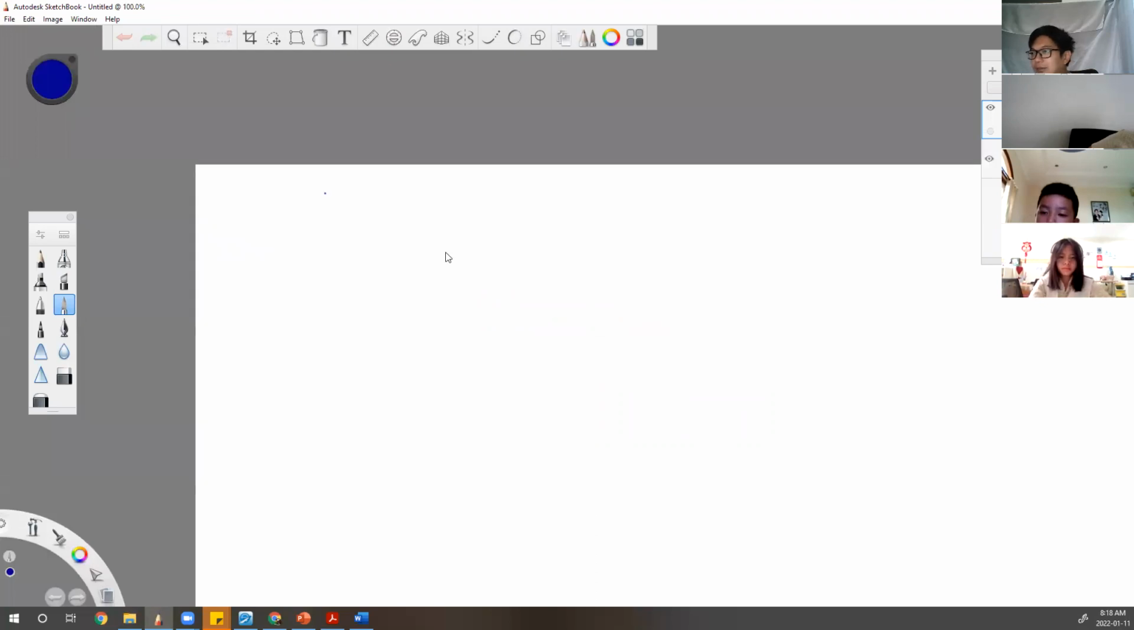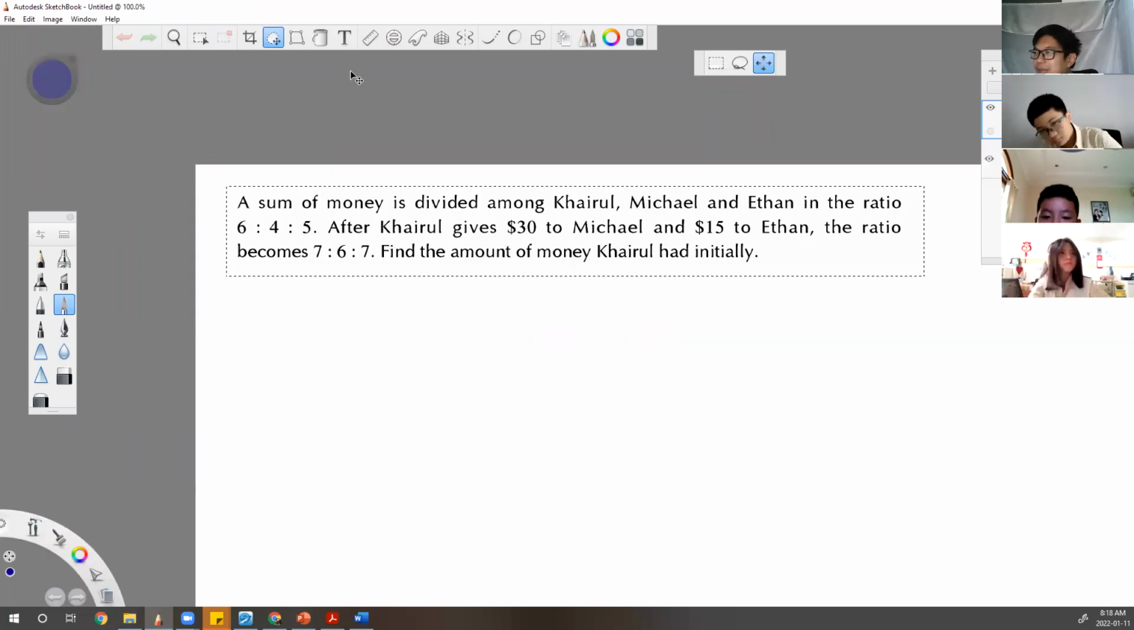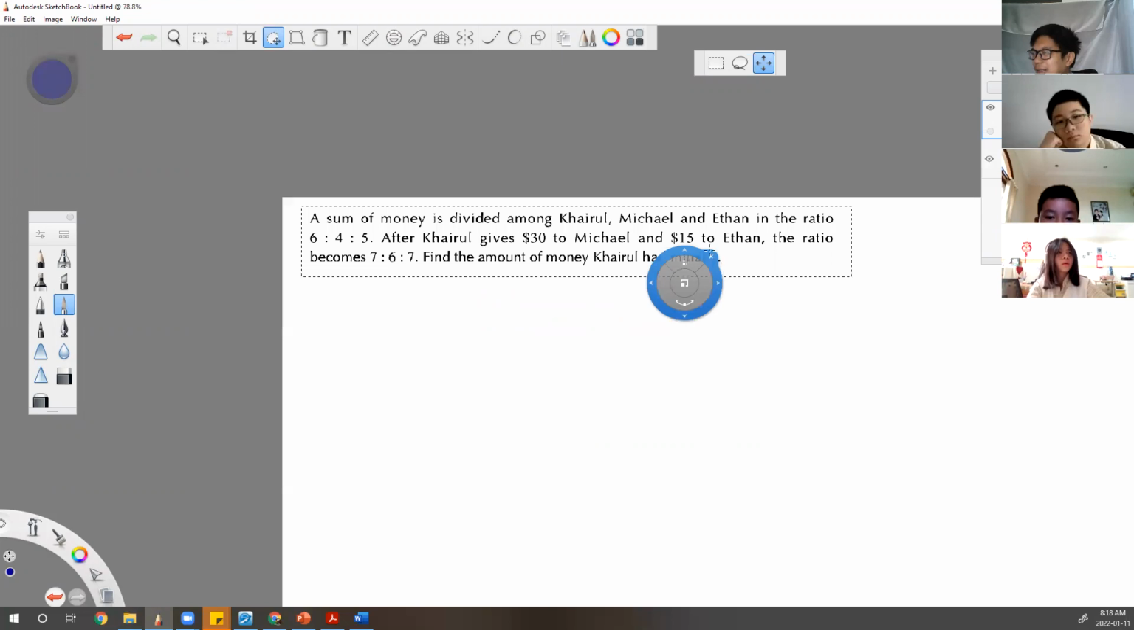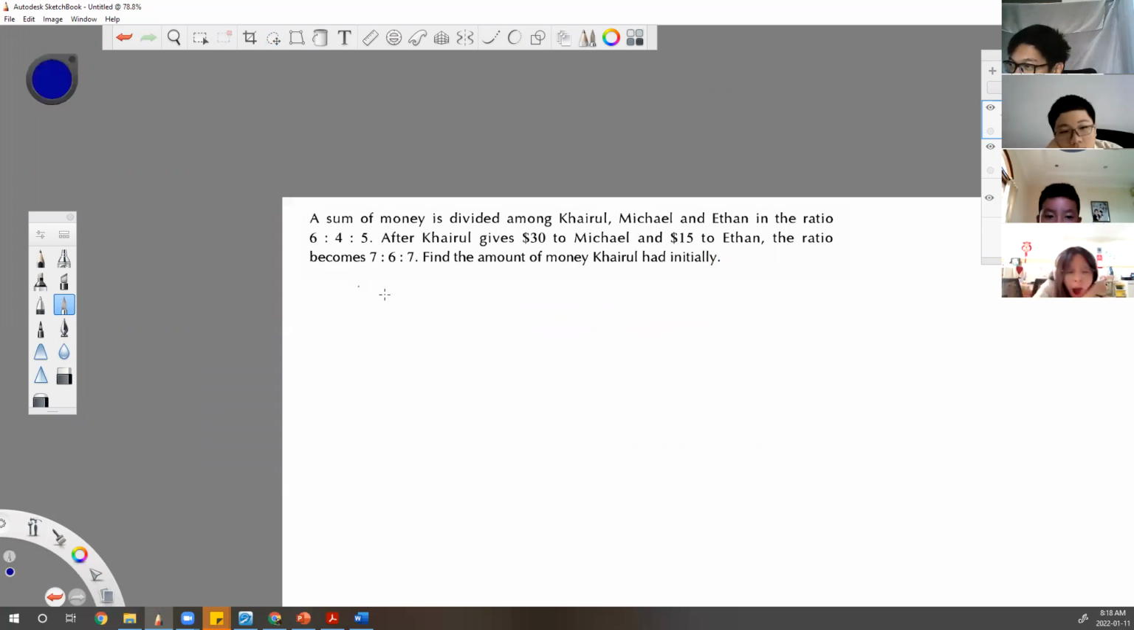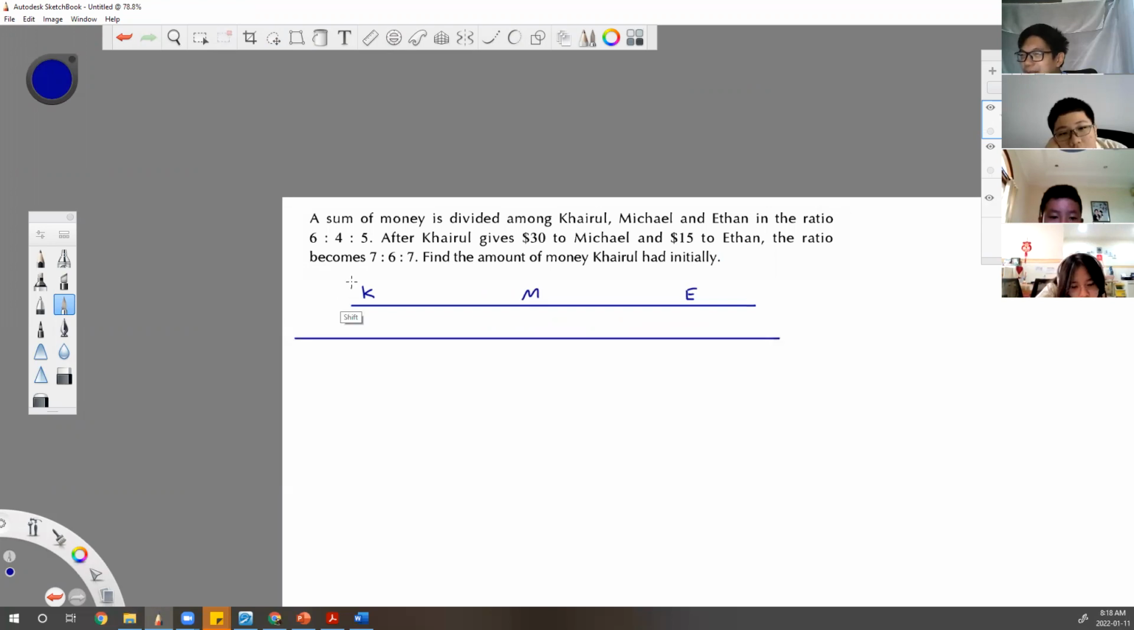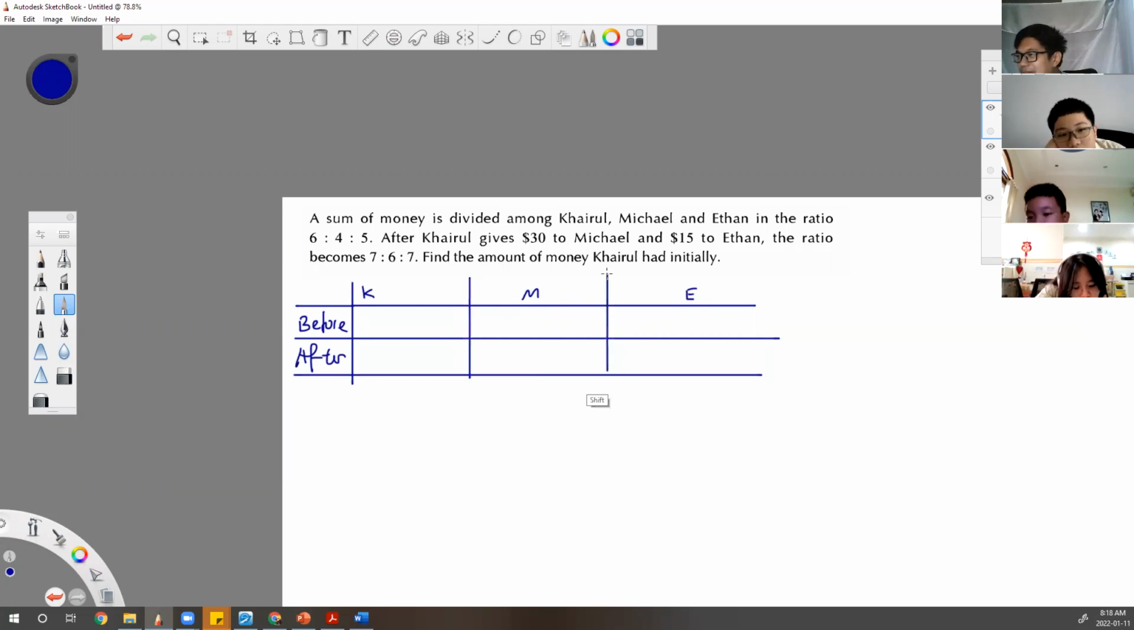Lihat ya. A sum of money divided among Khairul, Michael, and Ethan. Khairul, taruh Khairul, Michael, and Ethan. Ya, sengaja digede-gedein. Nggak suka pakai initial, pakai before after aja ya. Before sama after. Oke. Dia awalnya berapa? 645. Oke, 6x, 4x, 5x.